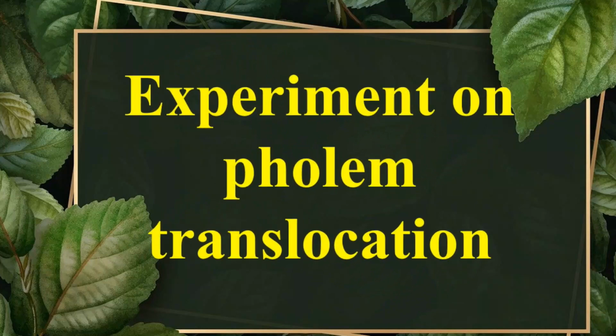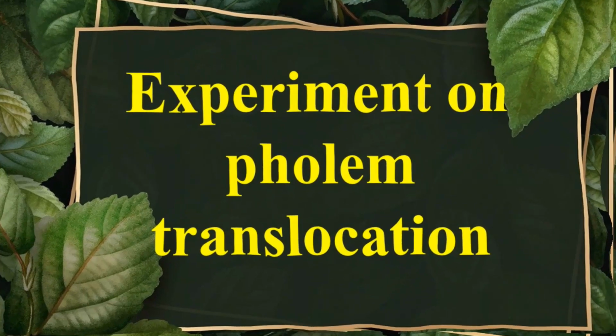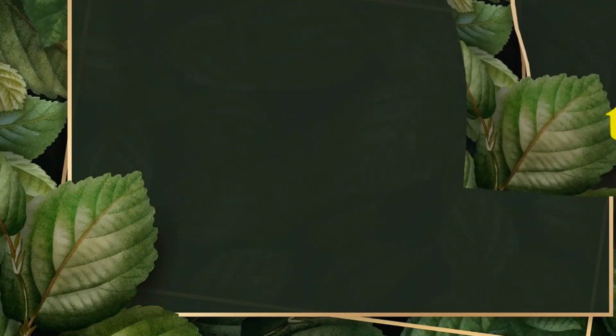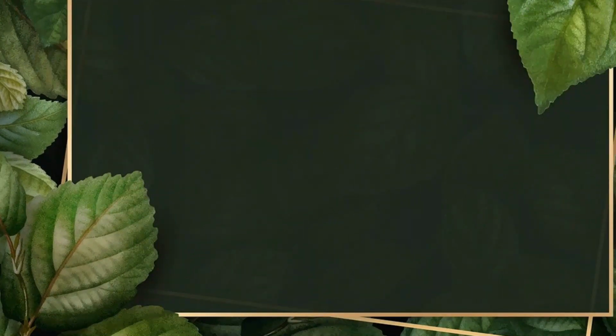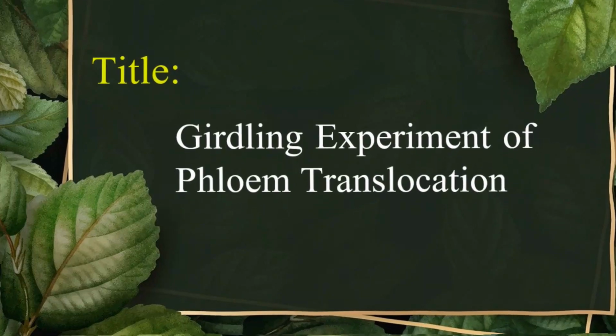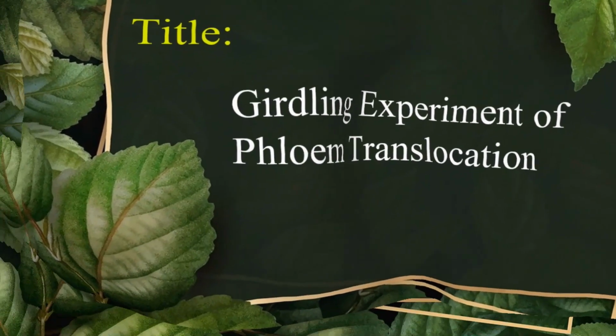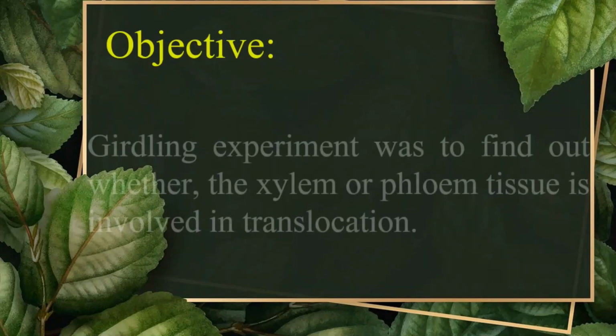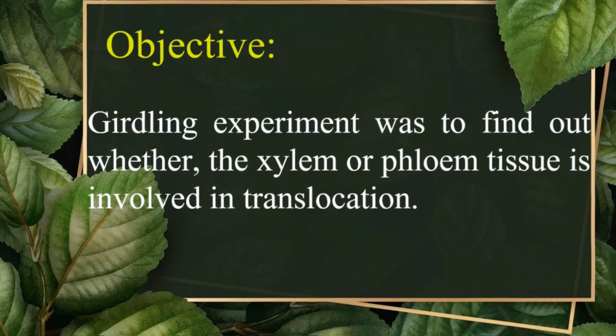Now let's move on to the experimental procedure on phloem translocation. The girdling experiment was what we followed. The main objective of our experiment was to find out whether the xylem or phloem tissue is involved in translocation. We followed the hypothesis that the phloem is responsible for the translocation of food because the phloem is present outside of the xylem. So, when a ring of bark is removed from a woody plant, the woody xylem part remains intact, which causes the water and the nutrients to reach the leaves.